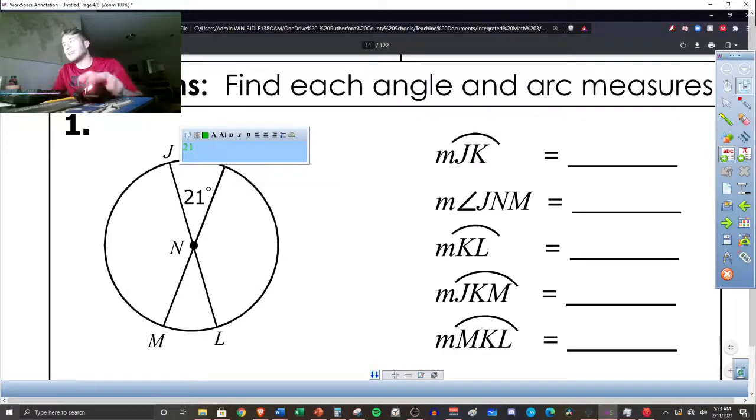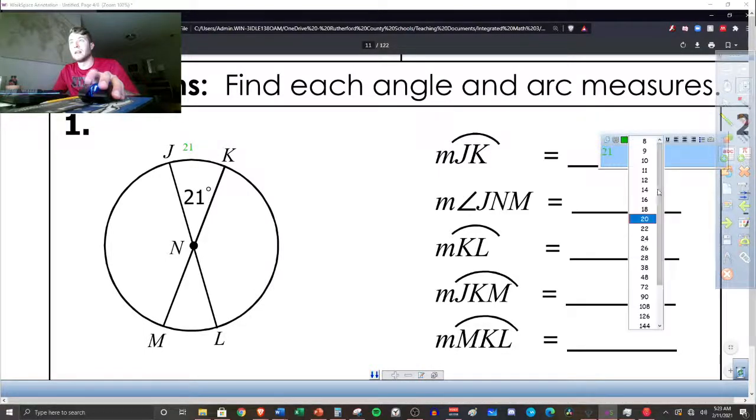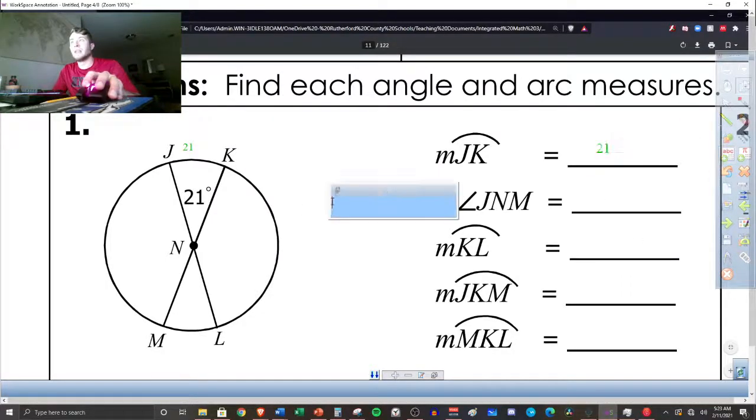But this is going to be 21 degrees right there. So inside of here, we're going to put 21 degrees. Okay, 21 degrees goes here. So hopefully you were able to get that. Let's look at the next one.